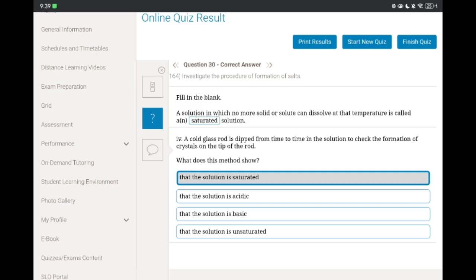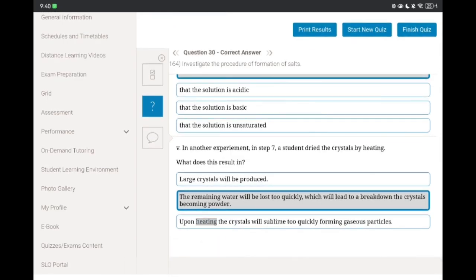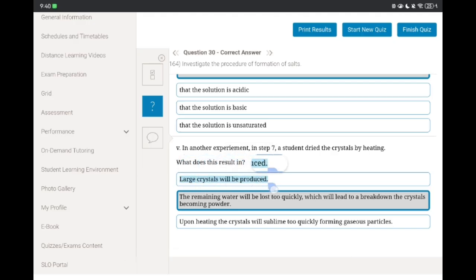Another experiment: dry the crystals by heating. What does this result in? The remaining water will be lost too quickly, which will lead to the breakdown of the crystals, becoming powder. Just remember this one. This one just doesn't even make sense. And this one maybe, but just remember this one.